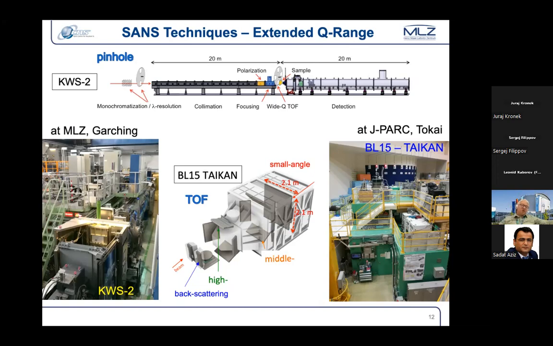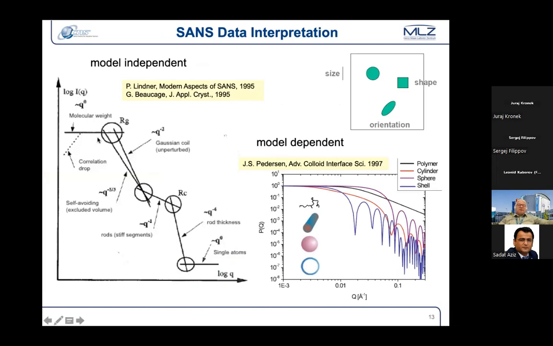The neutrons are recorded on the detector based on their flight time, so they work with pulsed beams. The choppers give the zero time, and then the neutrons fly, arrive on the detector, and are recorded based on their flight time. Now the data interpretation can be done very quickly, observing different scattering features like plateaus, power laws or transition points, or can be done in terms of models, structural models, either analytical or numerical. The idea is to obtain information about size, orientation, and shape of the scattering objects.